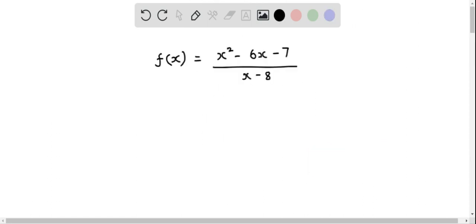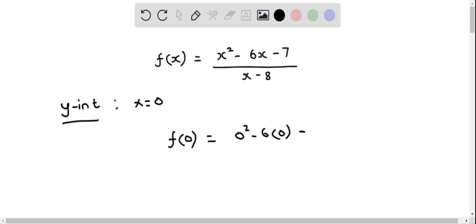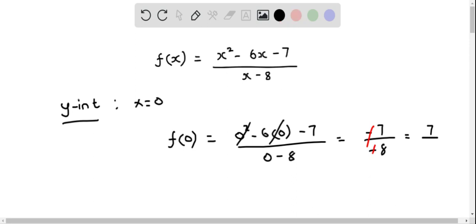Now let's determine the y-intercept of this function. To find the y-intercept, we put x equal to 0 into f of x. So therefore this becomes f of 0, and this equals 0 squared minus 6 times 0 minus 7 divided by 0 minus 8. So this is 0 and this is also 0. So we have a negative 7 in the numerator, and 0 minus 8 is minus 8. So these two negatives get cancelled, negative by negative gets cancelled, and we are left with 7 over 8. So therefore this is the y-intercept.